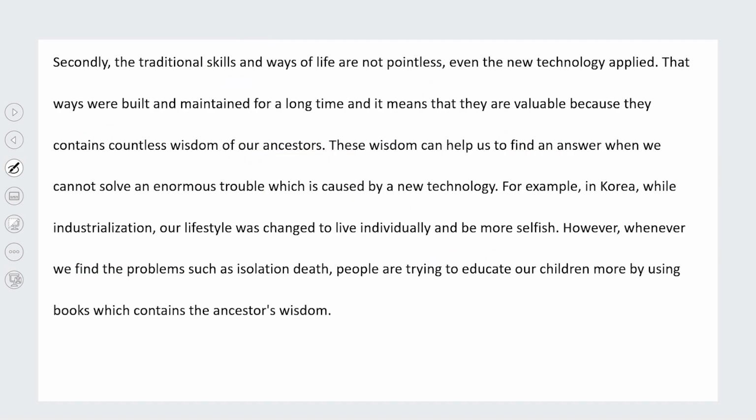Moving on, secondly, traditional skills and ways of life are not pointless. Even with the application of new technology. That ways, okay, so we've got again plural, those ways were built and maintained for a long time, and it means that they are valuable because they contain countless wisdom. They contain the countless wisdom of our ancestors.